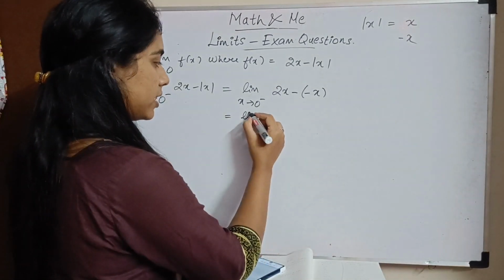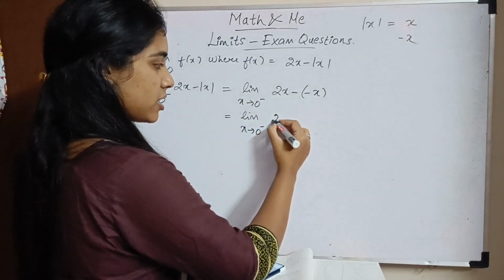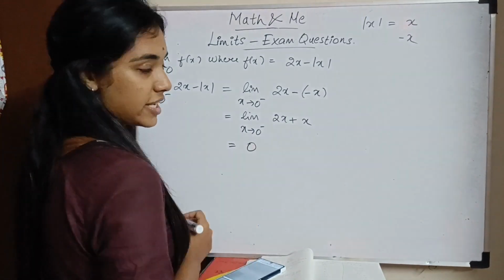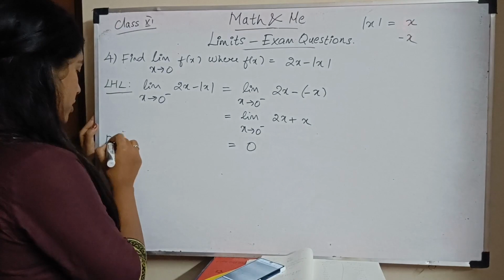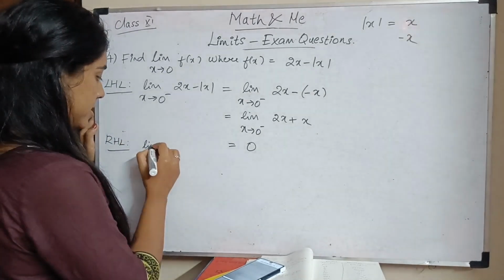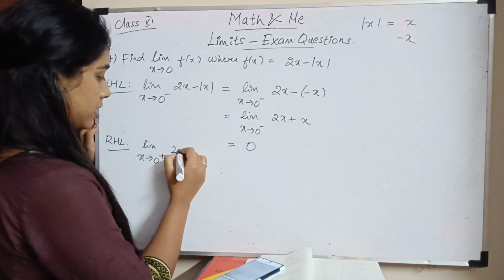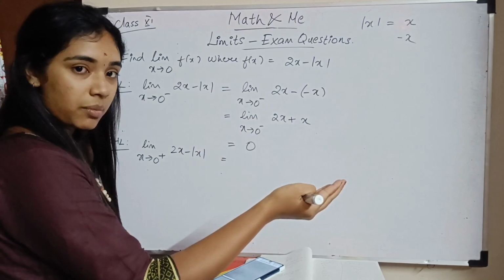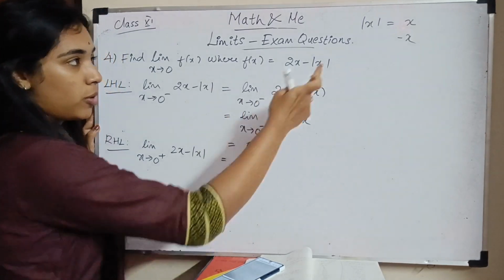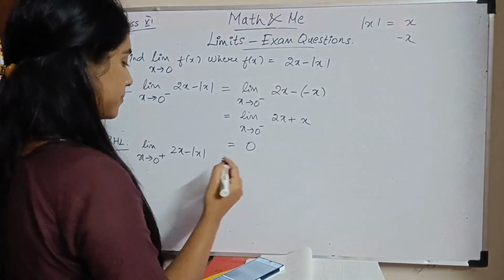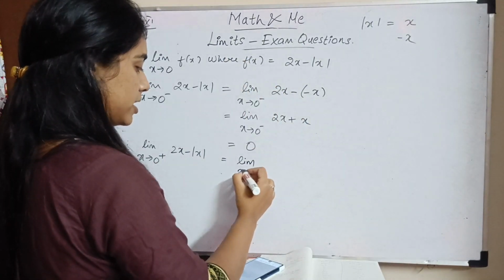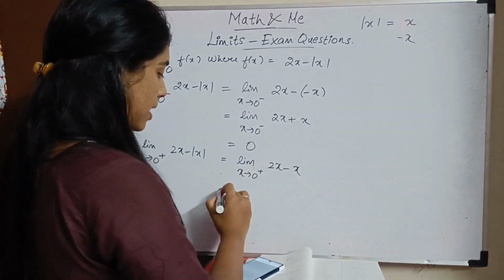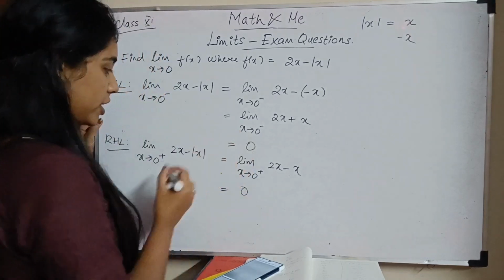So what do you have? Limit x tends to 0 minus of 2x plus x, which is 3x. Substituting 0, what happens? 0. So this is your left hand limit. What is your right hand limit? Limit x tends to 0 plus of 2x minus mod x. If x tends to 0 plus, it is to the right of the number line, right of 0. So mod x will take the value x, not minus x. So limit x tends to 0 plus of 2x minus x, which is x. Substituting 0, what happens? 0.